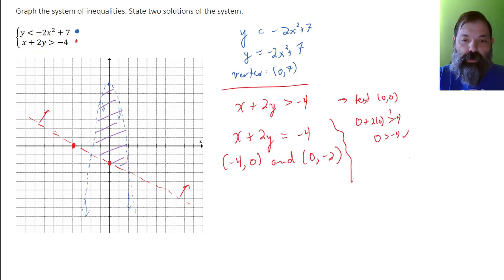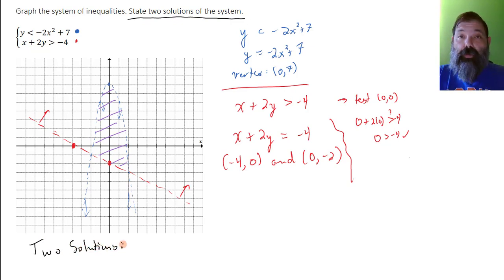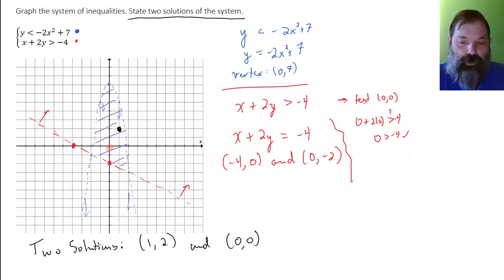We're also told to state two solutions of the system. So solutions of this system are any points that satisfy both of those conditions. Any points that are in that shaded region. So it looks like 1, 2 appears to be a solution. All right, this point right here, 1, 2 appears to be a solution. 0, 0 appears to be a solution of the system. Any two points that are in that shaded region are solutions.